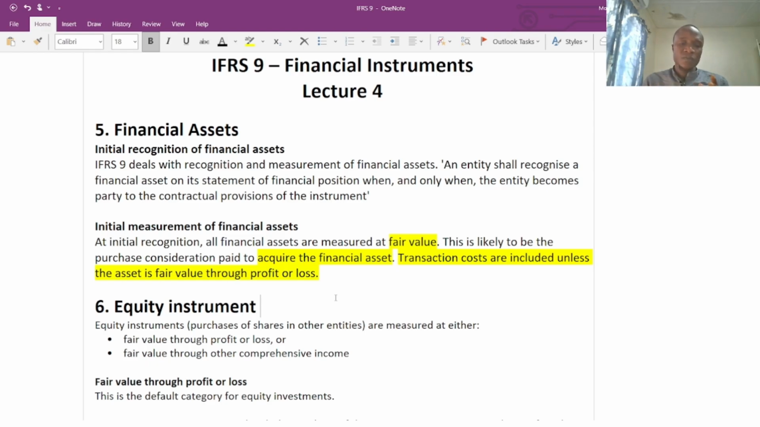The purpose, the business model, and the contractual cash flow test will determine whether we are going to recognize this transaction as fair value through profit and loss, or whether we are going to recognize this transaction as other comprehensive income. So key distinction, that's when we are talking about the equity instrument. So now we are going to look at fair value through profit or loss.